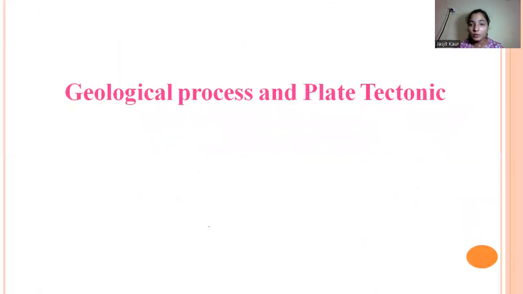So in this class, we'll be talking about the geological processes, that is, how different kinds of landforms are formed. What is the process behind these landforms? We will cover how one particular landform is formed, and then we will talk about plate tectonic movement, like how plates move inside the earth and what their different movements are. We will discuss all this in today's class.